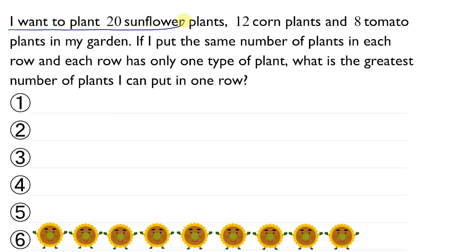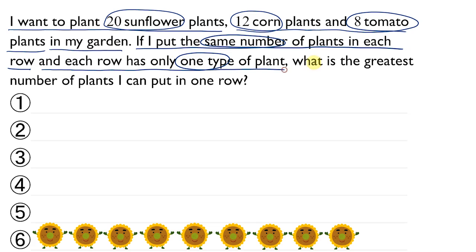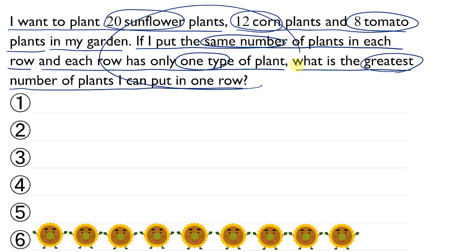I want to plant 20 sunflower plants, 12 corn plants, and 8 tomato plants in my garden. If I put the same number of plants in each row, and each row has only one type of plant, what is the greatest number of plants I can put in one row? Greatest means largest.